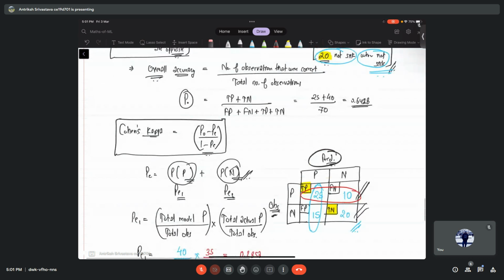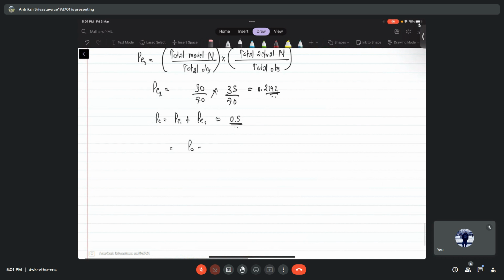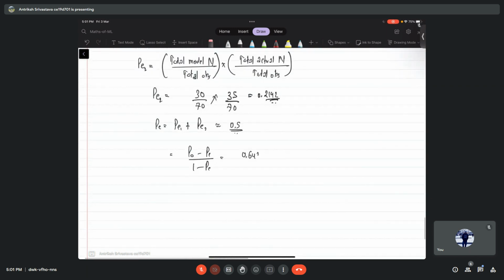So what will be the Cohen's kappa coefficient's value? It is P naught minus PE divided by 1 minus PE. P naught was 0.6428, yes, 0.6428 minus 0.5 upon 0.5. So you can do this calculation and write here what is the value of Cohen's kappa coefficient.